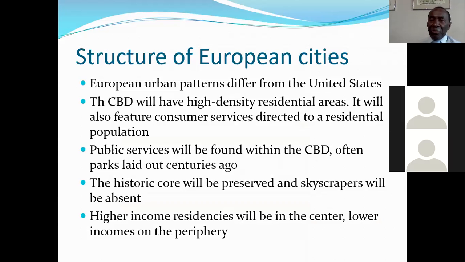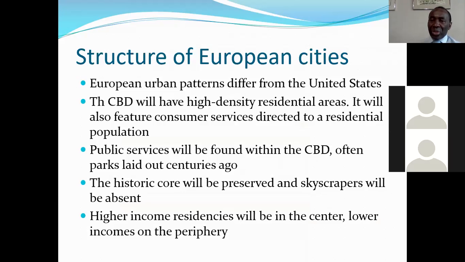More people live in the CBD. A good number of Europeans live, especially the rich ones, live in the CBD. Here we have more of the poor living in inner cities. These rich people live in high density residential areas in the CBD, in the downtown areas. And they also have consumer services that they need.